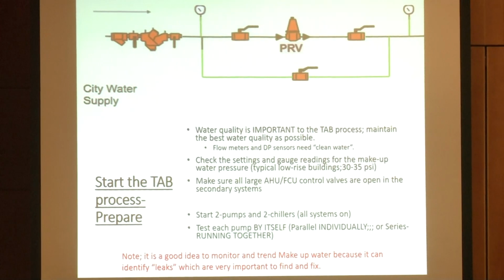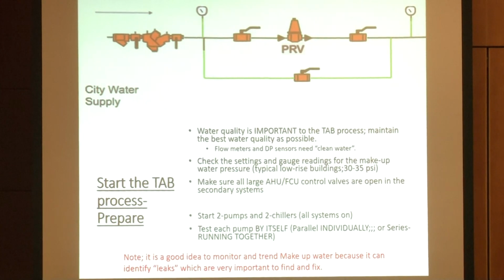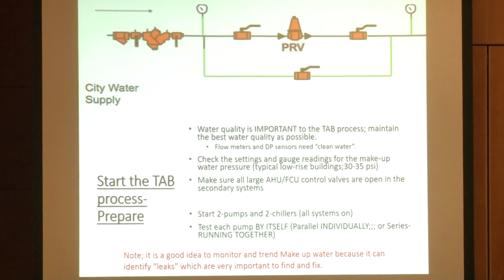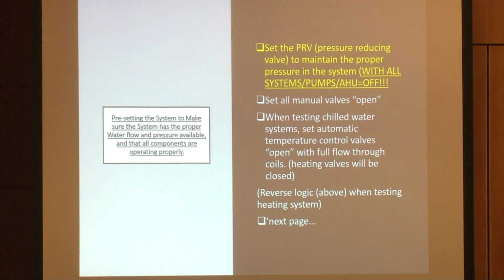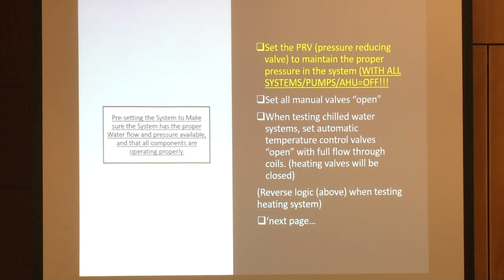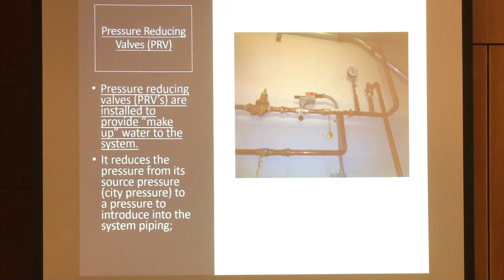So, in order to do that, one of the first things you do as a TAB professional is you make sure that you set the pressure reducing valve to maintain that proper pressure in the system with all the system and the pumps off. So you make sure all the valves are open, everything's off. You set that PRV at the right pressure to make sure everything is working properly.